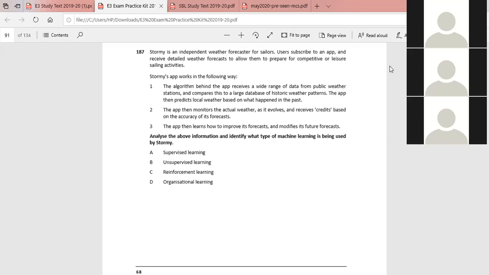Analyze the above information and identify what type of machine learning is being used by Stormy. Is it supervised learning, unsupervised learning, reinforcement learning, or organizational learning? Which one is correct? Is it supervised? Is it unsupervised in the first case? How many types of machine learning or artificial intelligence do we have?